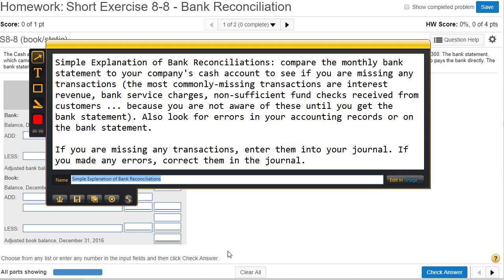And these are the most commonly missing transactions because we are not aware of these transactions usually until we get the bank statement. Also, during a bank reconciliation, you look for errors in your accounting records or on the bank statement. And if you are missing any transactions, you then need to enter them into your journal. And if you made any errors in your accounting records, you're going to correct them in the journal. So let's get to this problem.